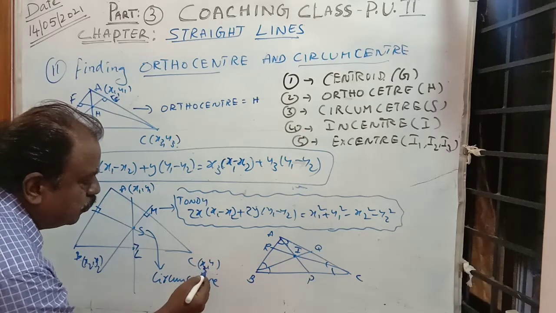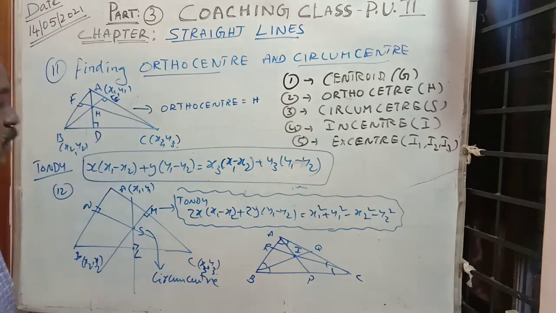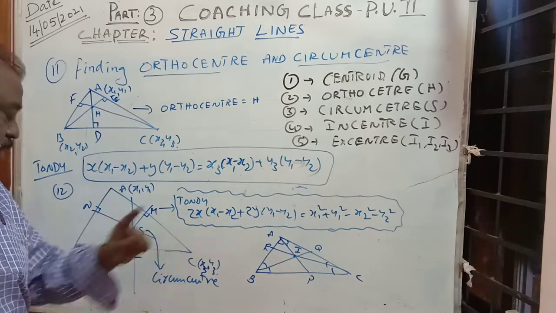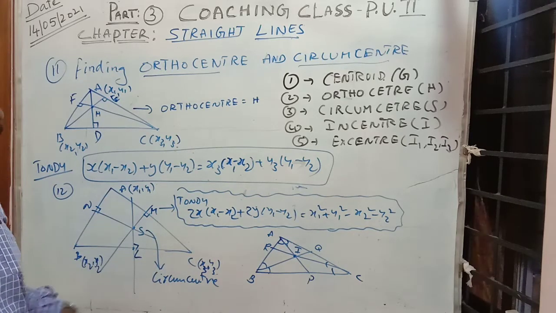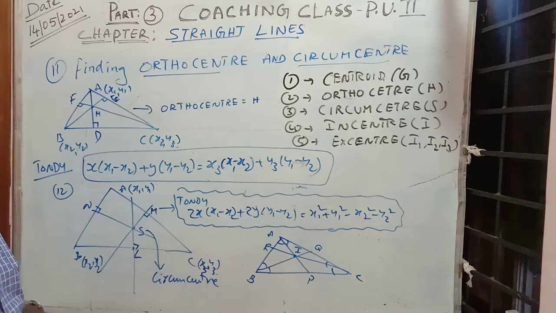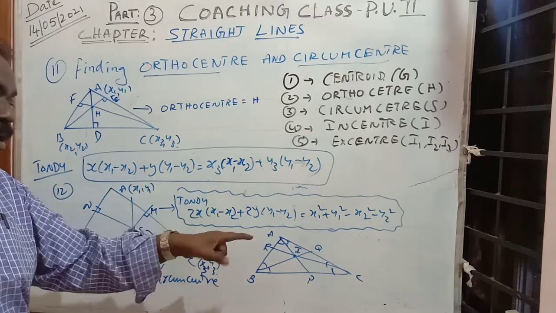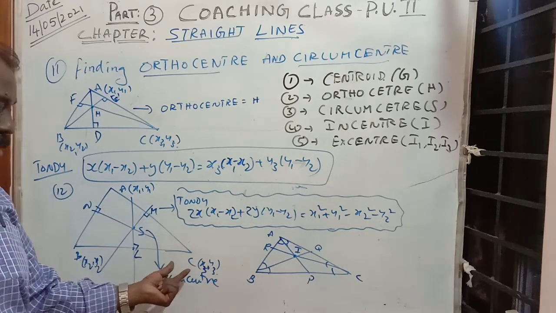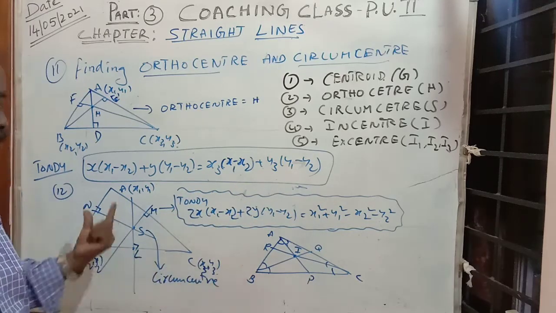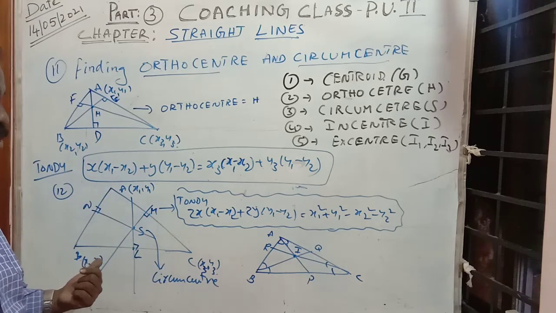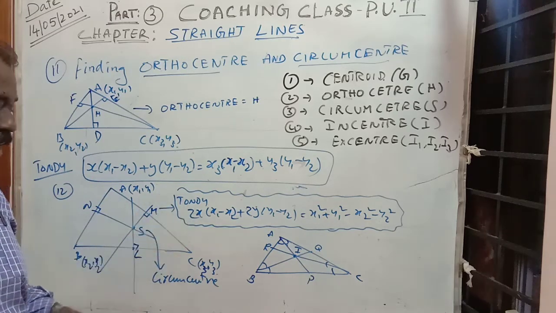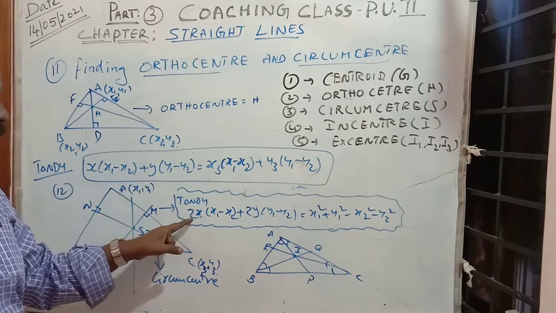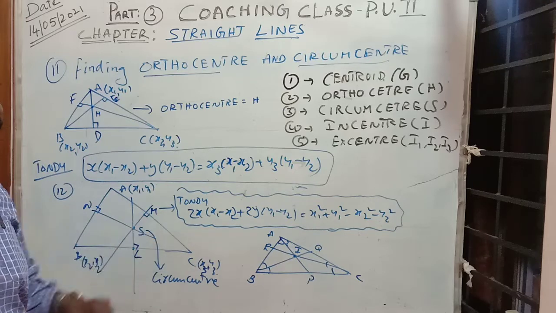You see, Nana? Okay, now. Here you see 2x of x1 minus x2, 2y of y1 minus y2 is equal to x1 square plus y1 square minus x2 square minus y2 square. I am neglecting one vertex. Only with the help of 2 vertices, I made one 2D equation. In the orthocenter, x, y comes. But here in the circumcenter, 2x, 2y will come.